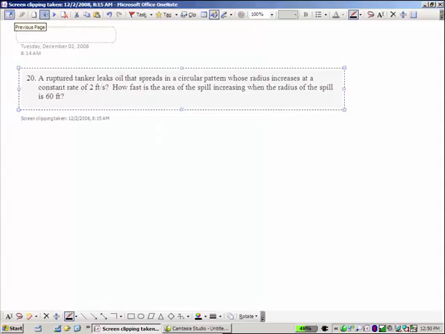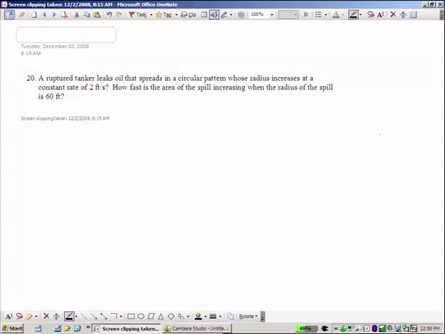I'll start by looking at 20 from the classwork. So 20 starts us off with a ruptured tank that leaks oil that spreads out in a circular pattern. Can you imagine this as the oil leaks out around the tanker? It spreads out in a circular pattern. All right. And the radius increases at a constant rate of 2 feet per second.